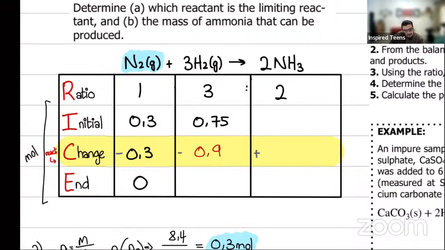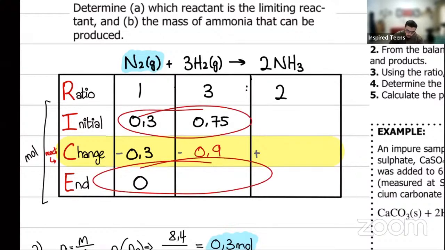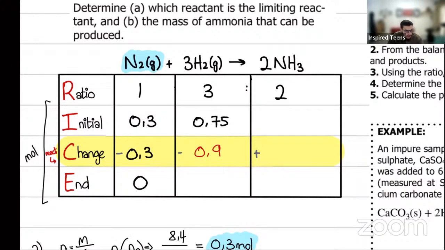Now, the only place we can use the molar ratio is in change. Do not use it in initial, do not use it in end. The only place you can use the molar ratio is in change. So once I have one amount in change, I can get all the amounts in change using the molar ratio.